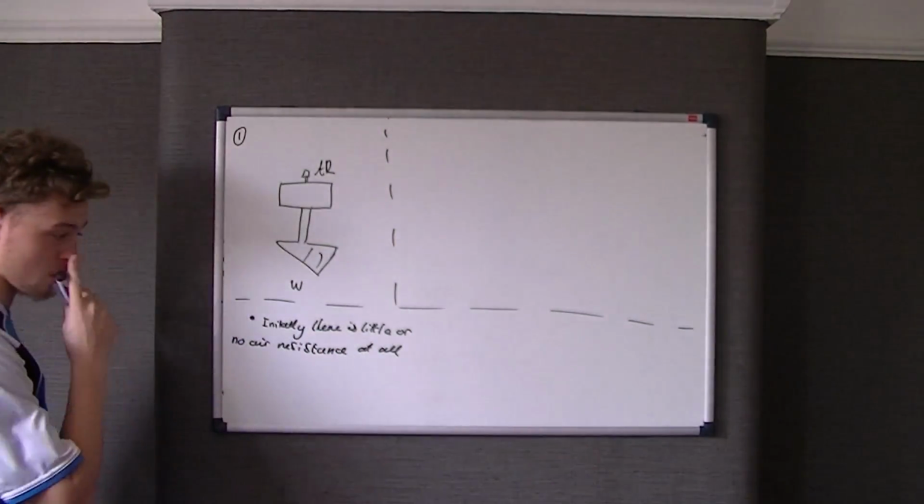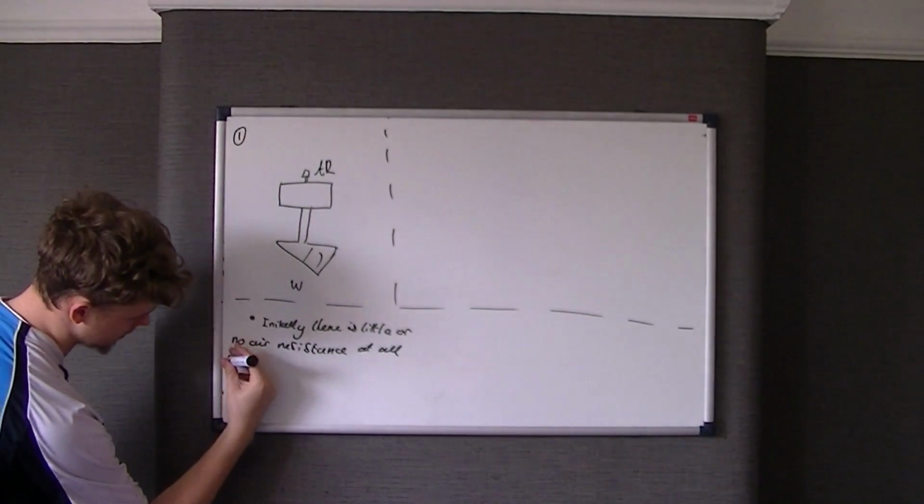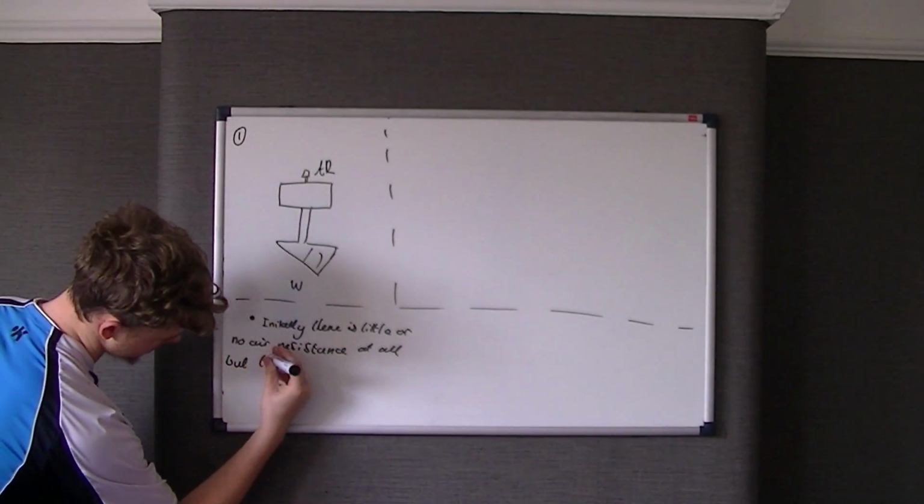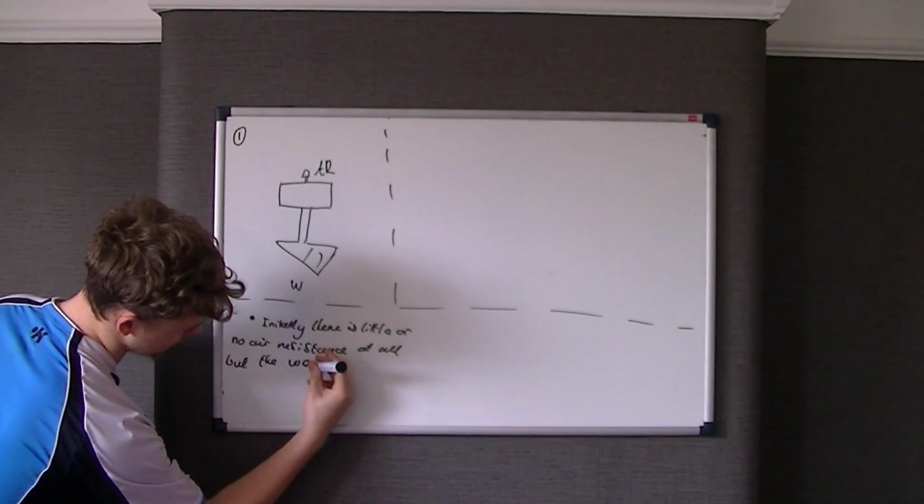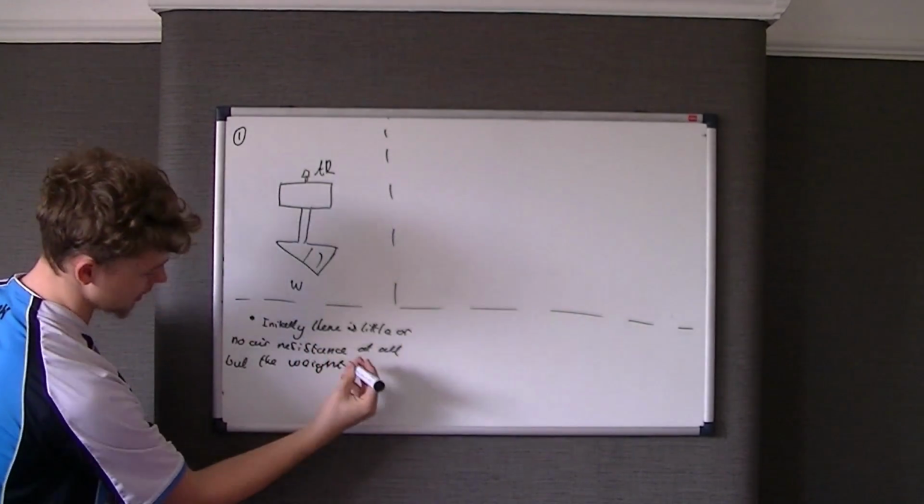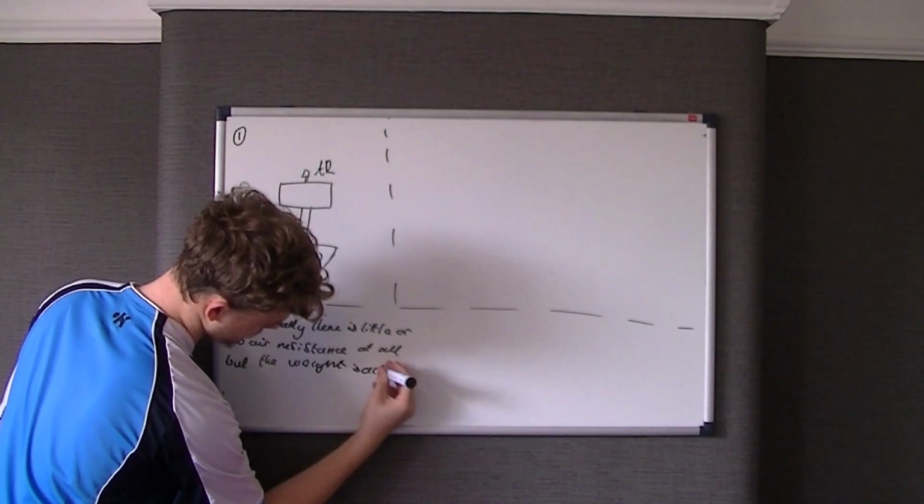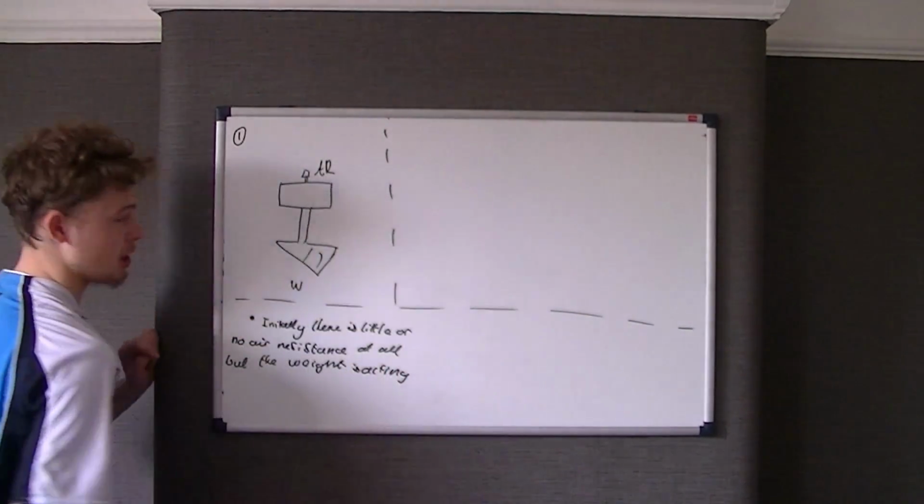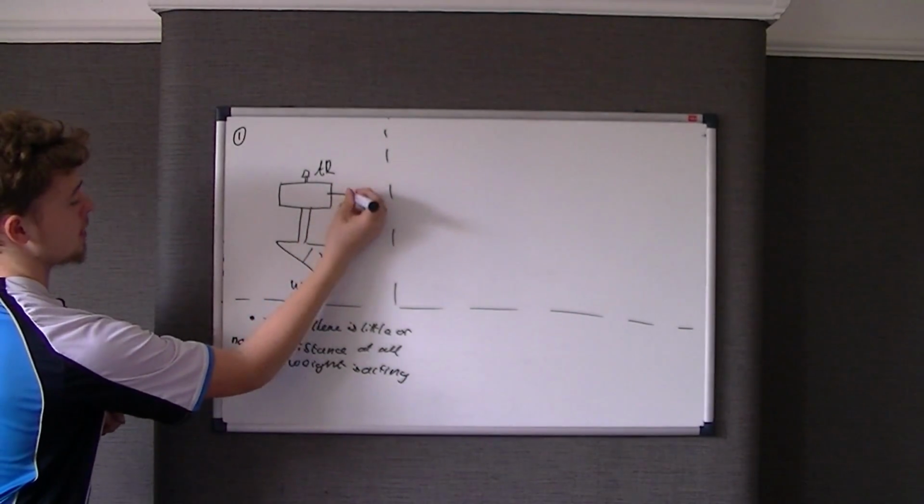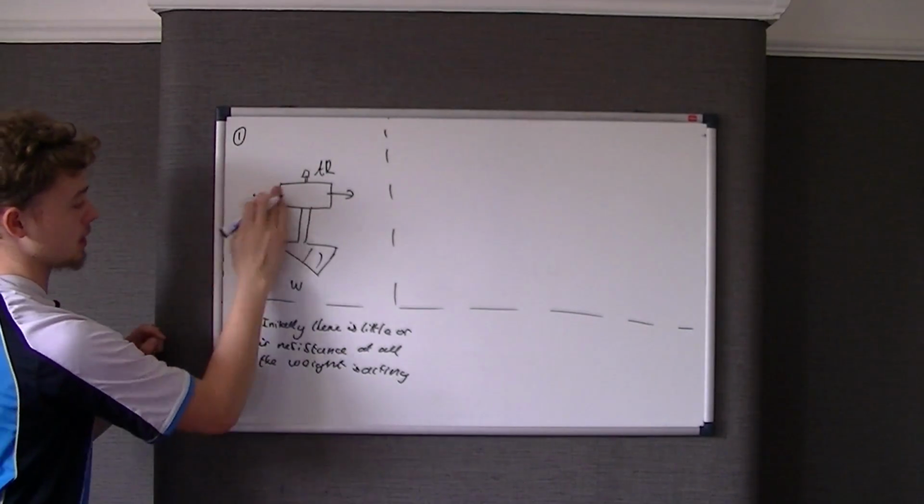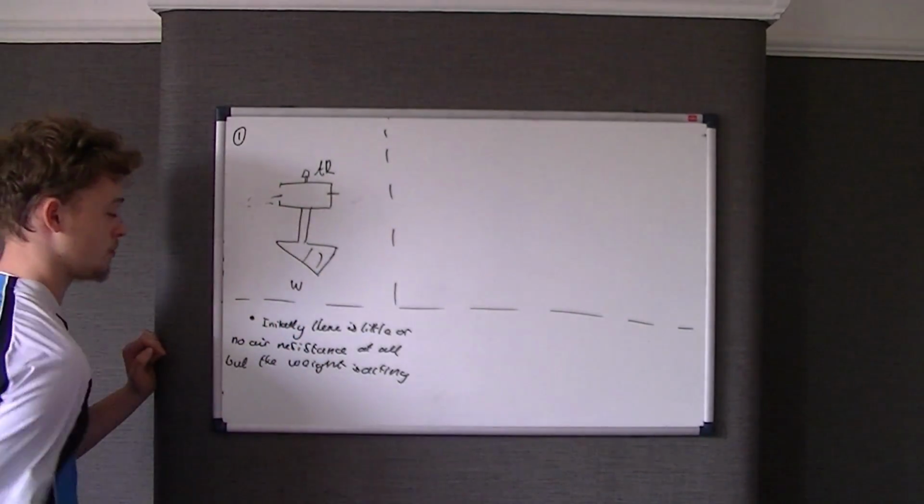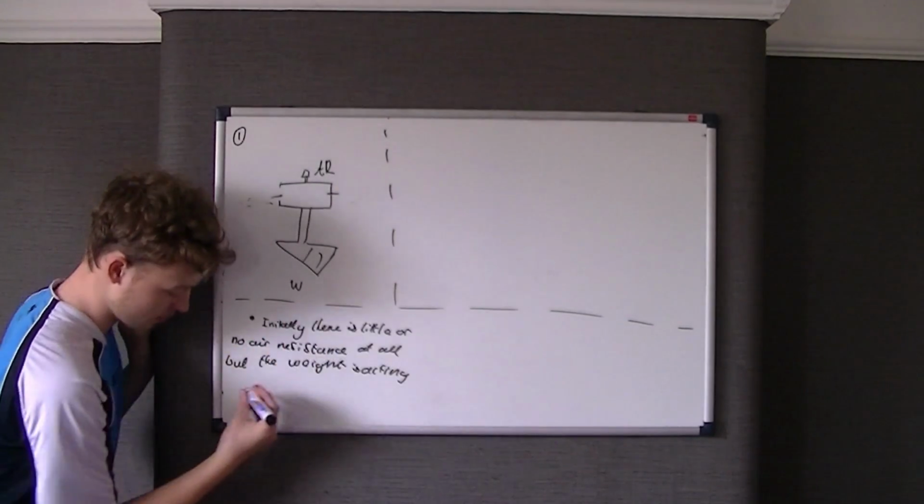And then you would go on to say, but the weight is acting downwards, which we can link on in a minute. So the weight is acting down. And we're assuming there's no force acting either side, so the forces left and right cancel out, so you just ignore them really, because there are no forces there. So that's the first point you would make.